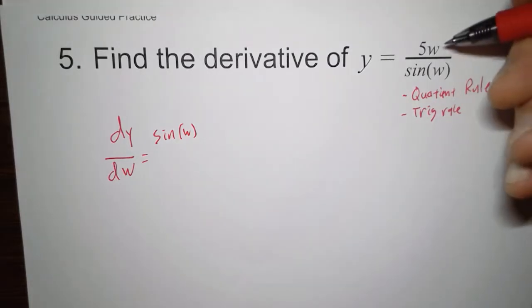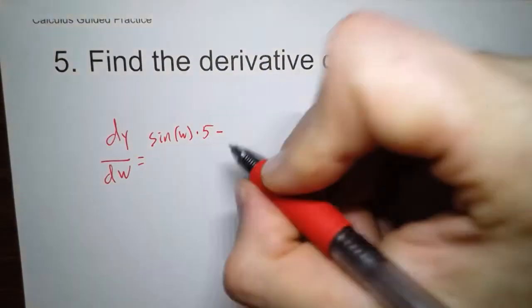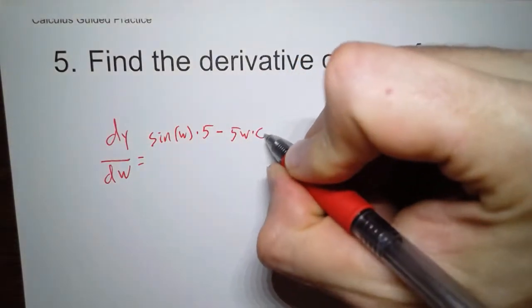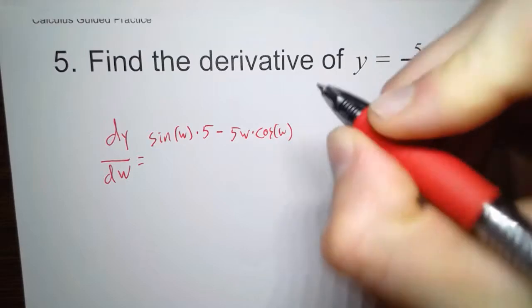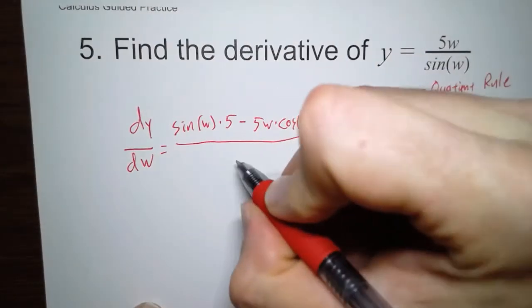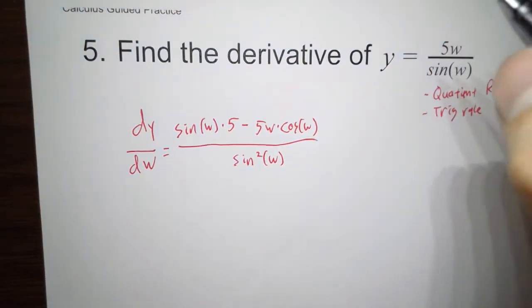D high, the derivative of the top is 5, minus high, that's 5w, times the derivative of the bottom, which is cosine of w, all over low, low, so that's sine squared of w. It's being multiplied by itself.